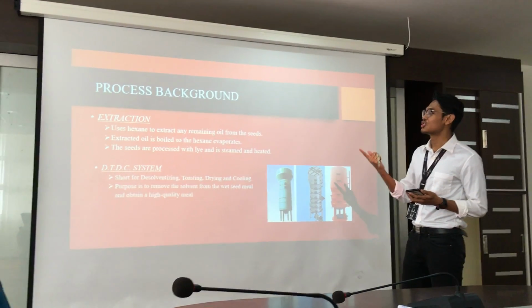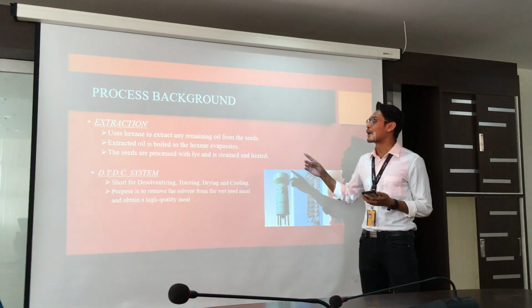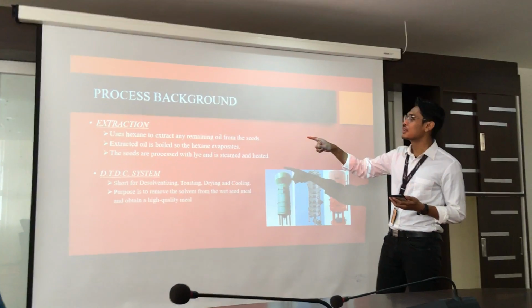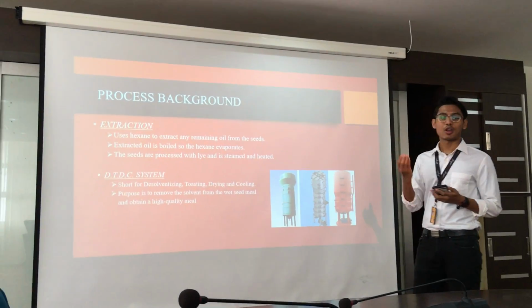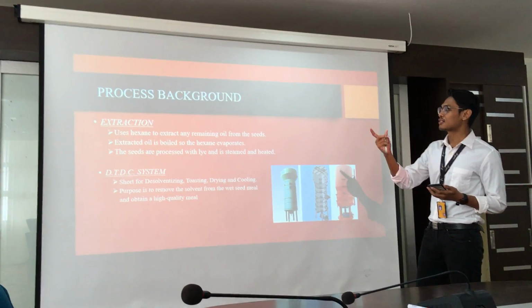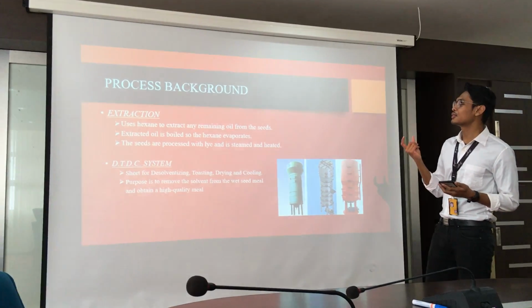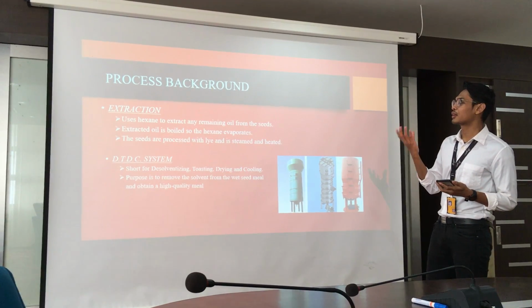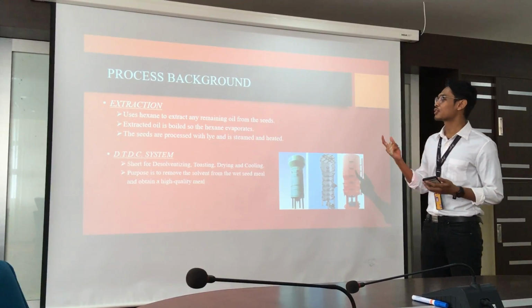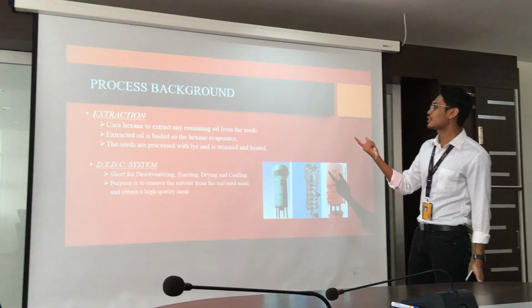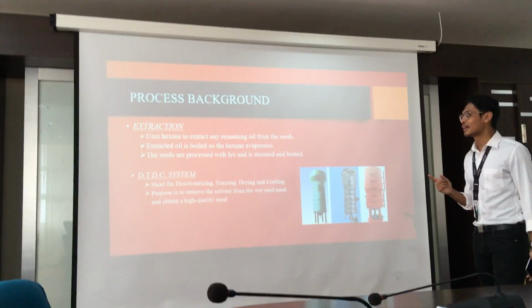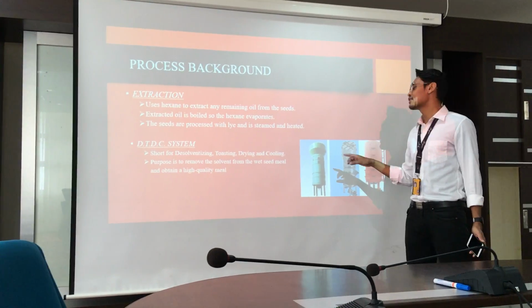And then extraction. As we know, we use hexane to extract the remaining oil from the seeds, and then the extracted oil is boiled so the hexane evaporates, and then the seeds are processed with lye, steamed and heated. After that, the DTDC system.